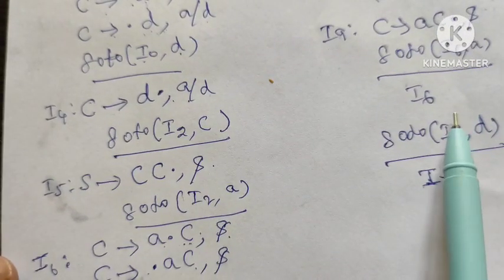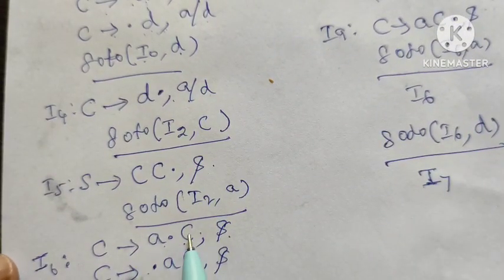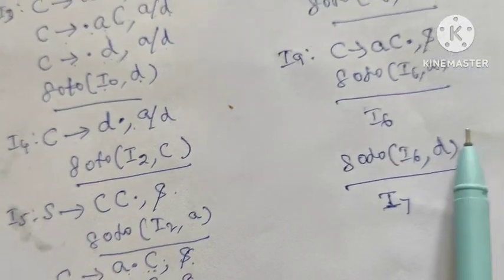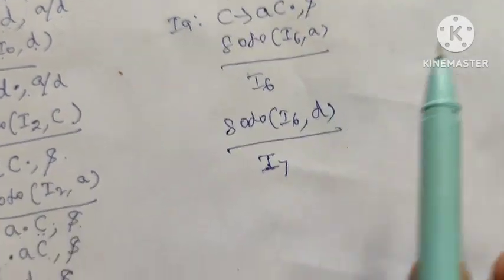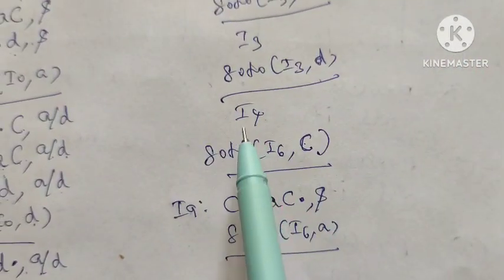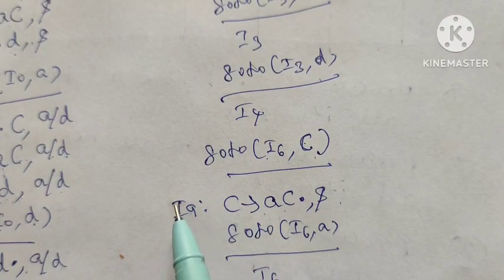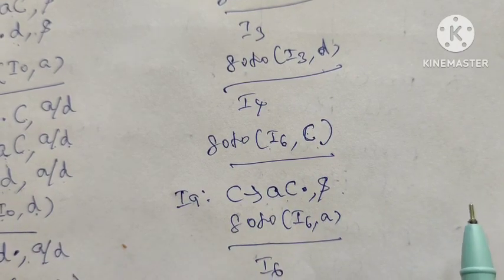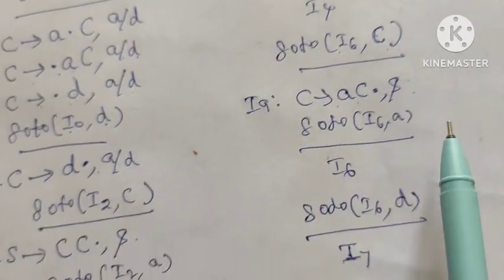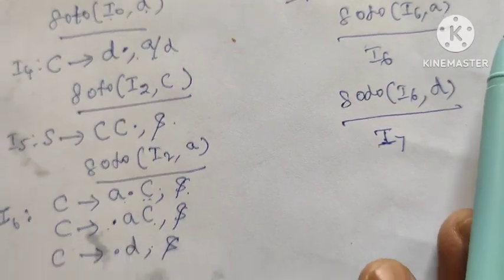When you come to I6, see here, the dot is actually before C. So Goto(I6, C) will become C → AC dot, $. So Goto(I6, C) is C → AC dot, $. Now name this item set as item set 9. Now we will go for item set 6.